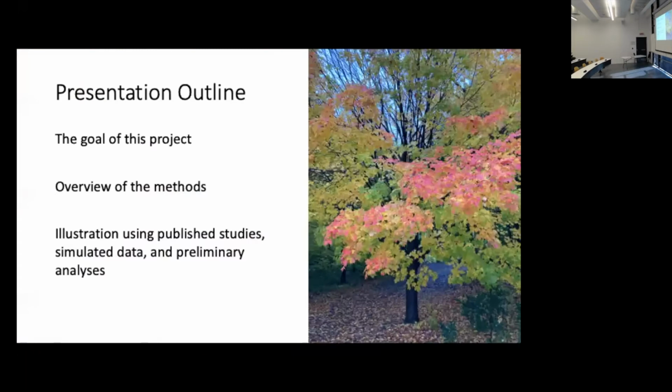Okay, so today I'll be talking mostly about the goal of this project and an overview of the methods that I'll be using. And I'll illustrate this project using some published studies using morphometric data, some simulated data, and then some very preliminary, very fresh analyses using the spectral data from Cabo.